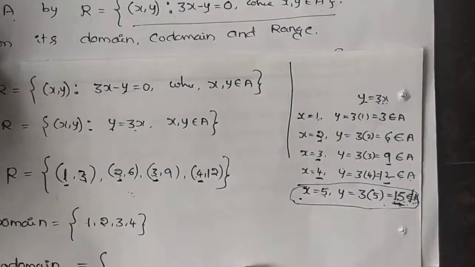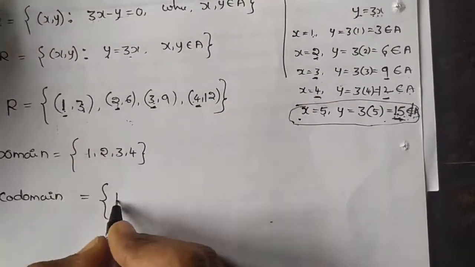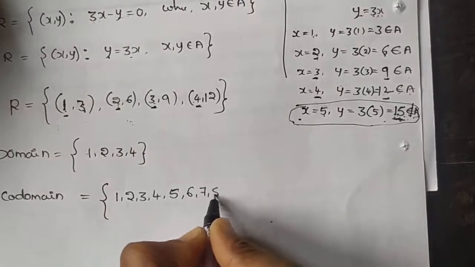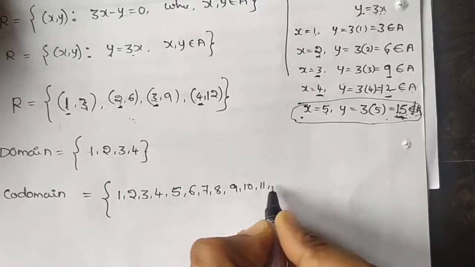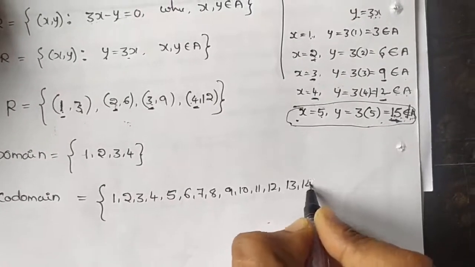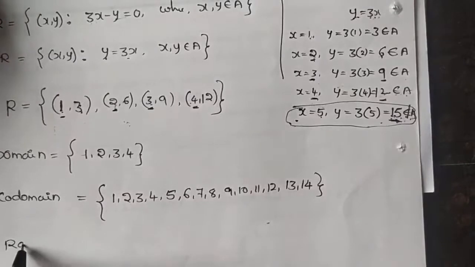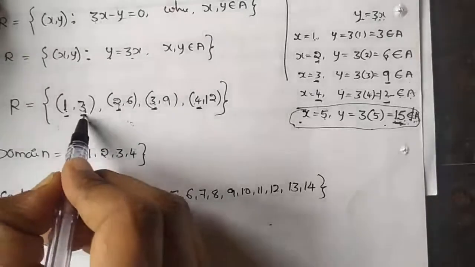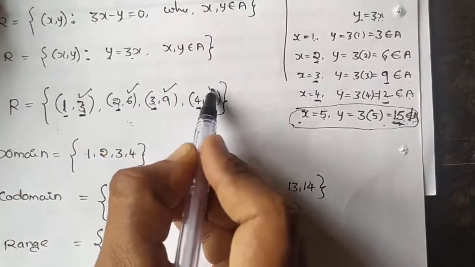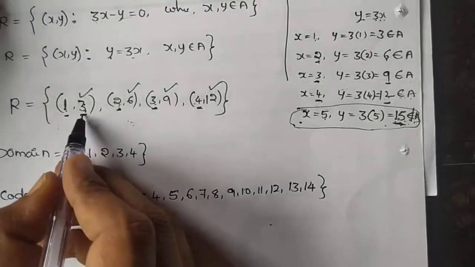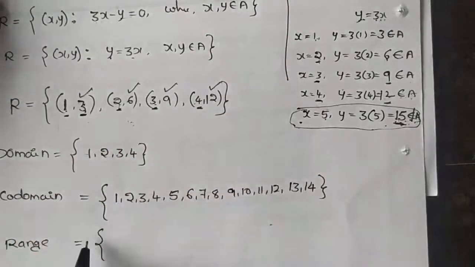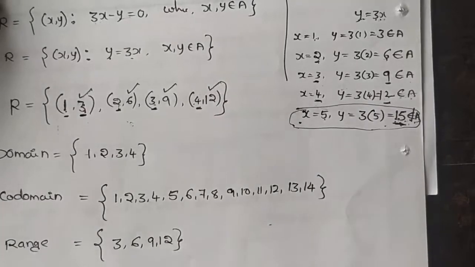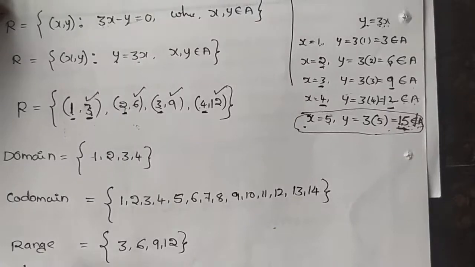Codomain, write down codomain. Codomain is what? 1, 2, 3, 4, 5, 6, 7, 8, 9, 10, 11, 12, 13 and 14. It is the codomain. Range is what? The set of all the second elements of the ordered pair is called range. Range is 3, 6, 9 and 12. It is domain, codomain and range.